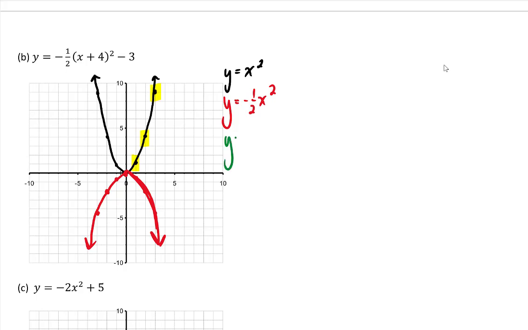The last graph should be y equals, we already did the negative 1/2, but we still have to do the x plus 4 squared minus 3. So remember the plus 4 is actually negative 4, so I'm going to go 4 to the left and 3 down. So 1, 2, 3, 4, 1, 2, 3. There's the vertex. Then graph the other points by counting over as well.